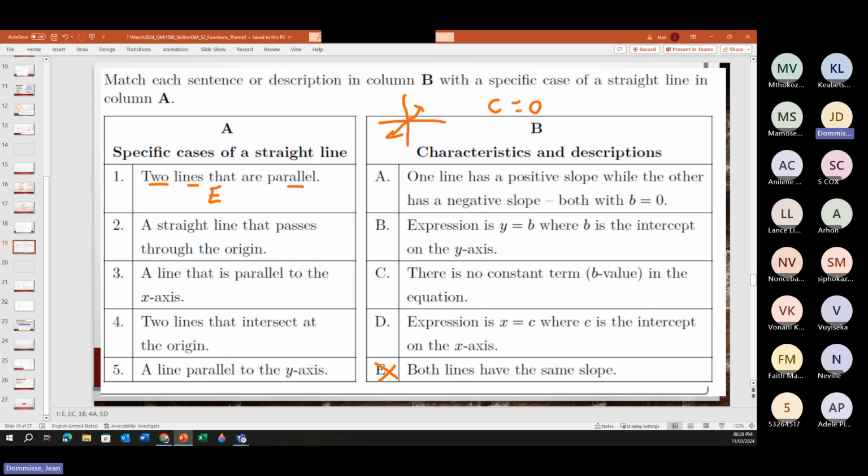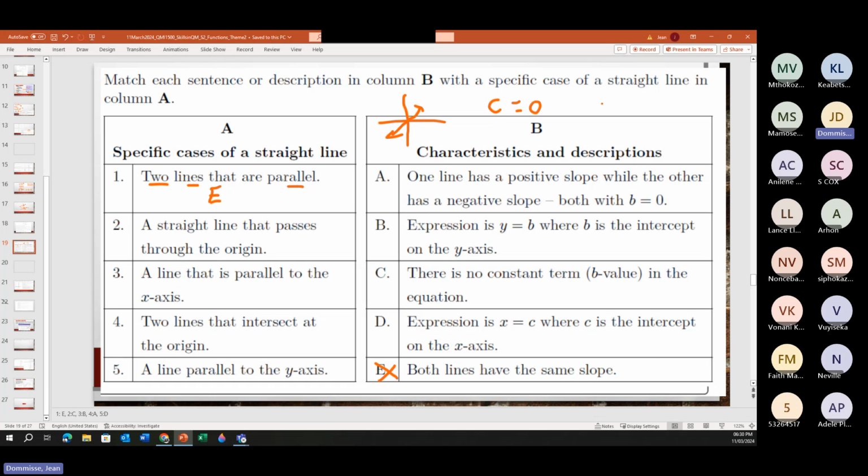So let's look at the first one. One line has a positive slope while the other has a negative. Okay, we're only working with one line. So the expression is y equal to b, where b is the intercept. Okay, no. There is no constant term b in the value equation.